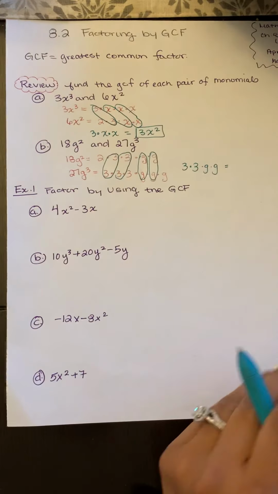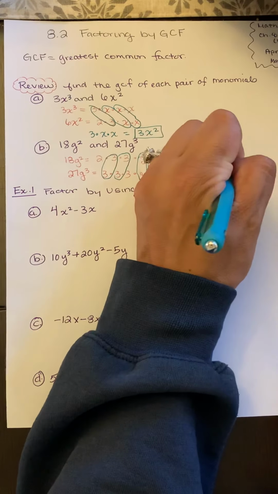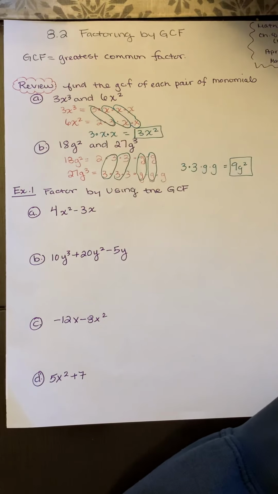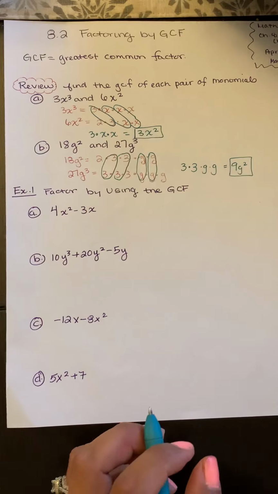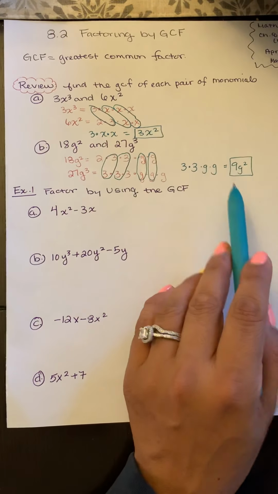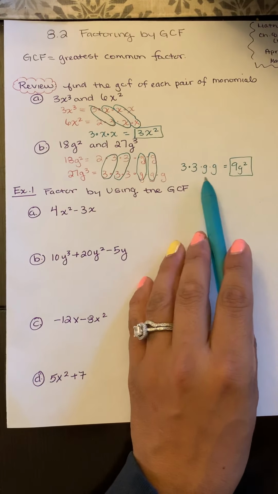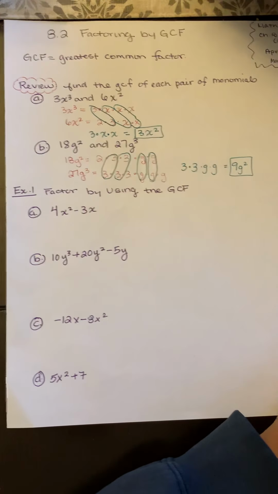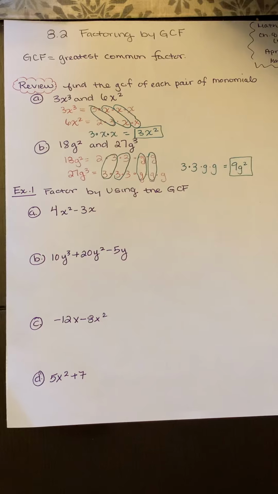Go ahead and multiply it. 3 times 3 is 9. G times g is g squared. And there's your final answer. So we found the GCF of each pair of monomials, and that was a little review. Now let's jump right into example 1.